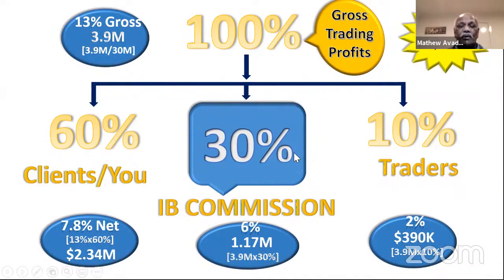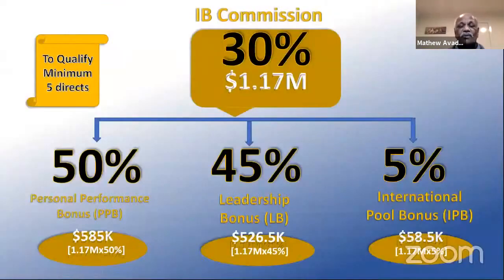So our focus today is going to be on this 30%. How are they distributing this 30% to you, if you qualify as a QIB? That's what we're going to look at. So that 30% is then divided into 3 different commission calculations. The first part of the commission, they split into 50, 45, and 5. So 50% is what they call the personal performance bonus, and I will go through each of them. If you take 50% of 1.17 million, it is about $585,000.